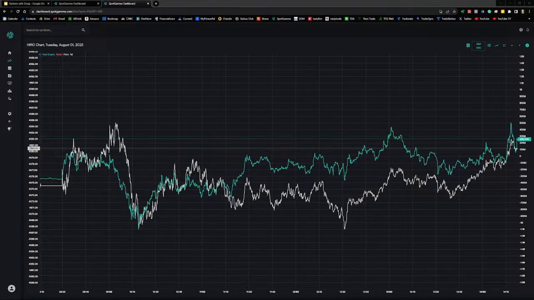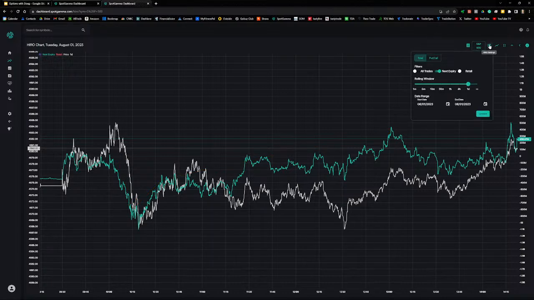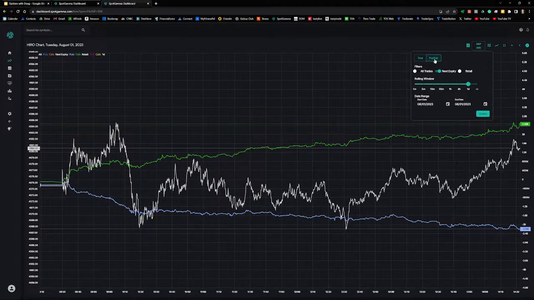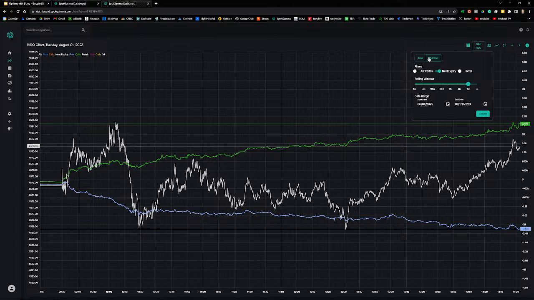And then we can refine this even further, looking at puts and calls. So they are in 0 DTE, they're buying calls and buying puts. Call buyers a little bit more aggressive.